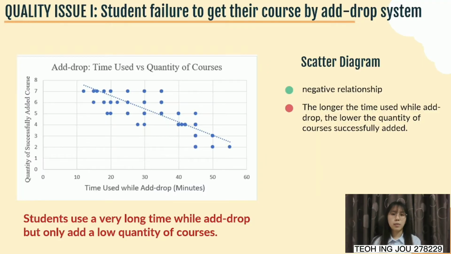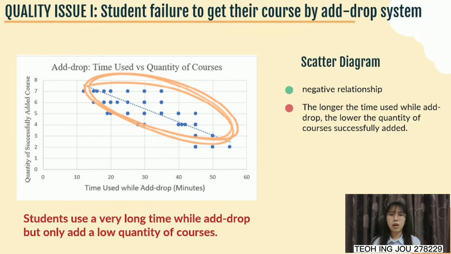Hello everyone, my name is TEONG and I would like to continue with the first quality issue, which is students' failure to get their courses by the add-drop system. A scatter diagram has been used to identify the quality issue on the efficiency of the UUM IT system. Based on the diagram on the left, the scatter diagram shows a trend that slopes downward from left to right. So there is a negative relationship between these two variables.